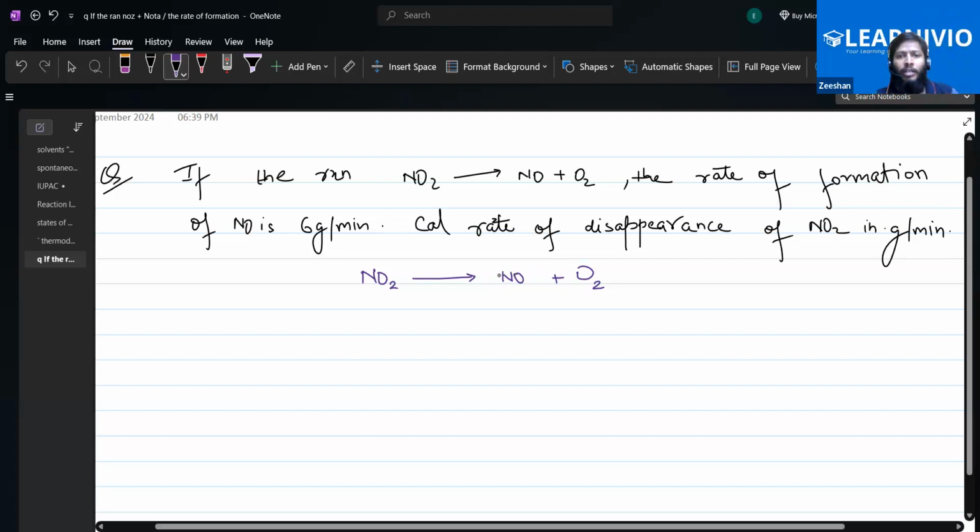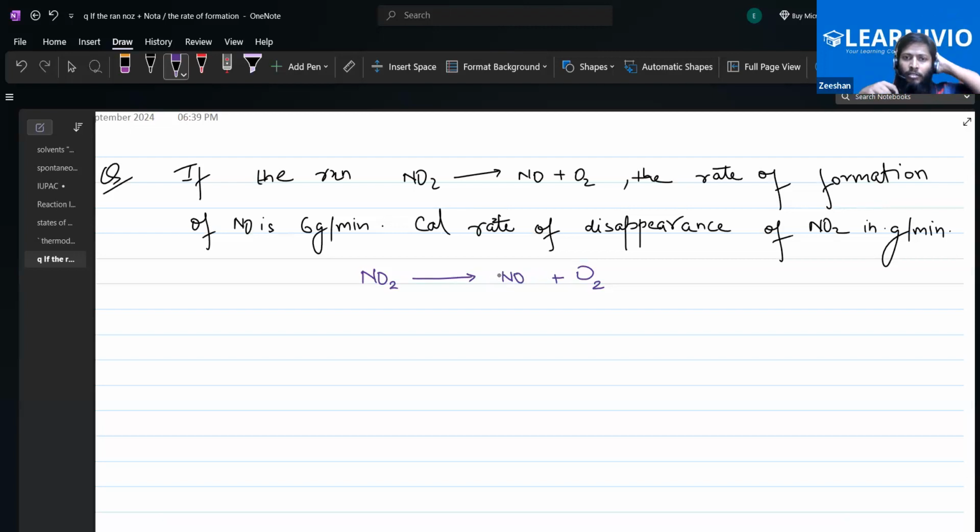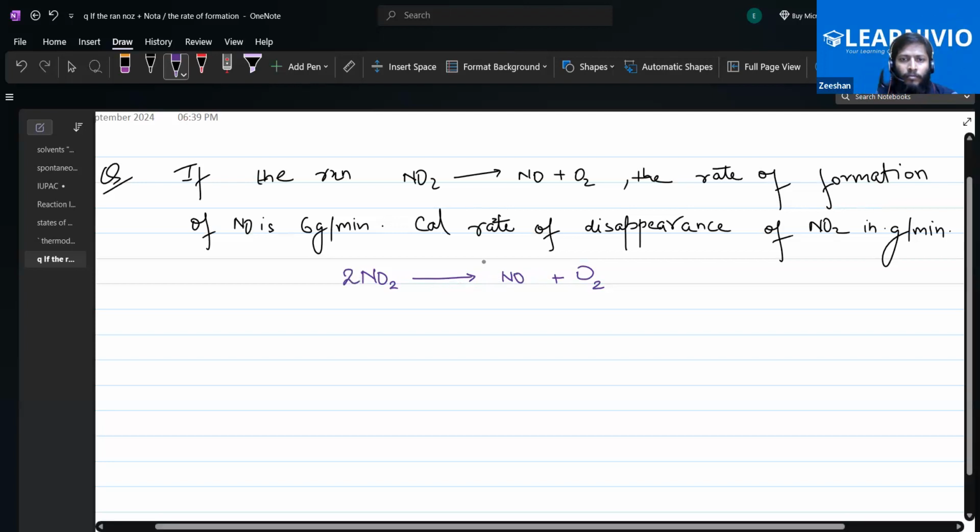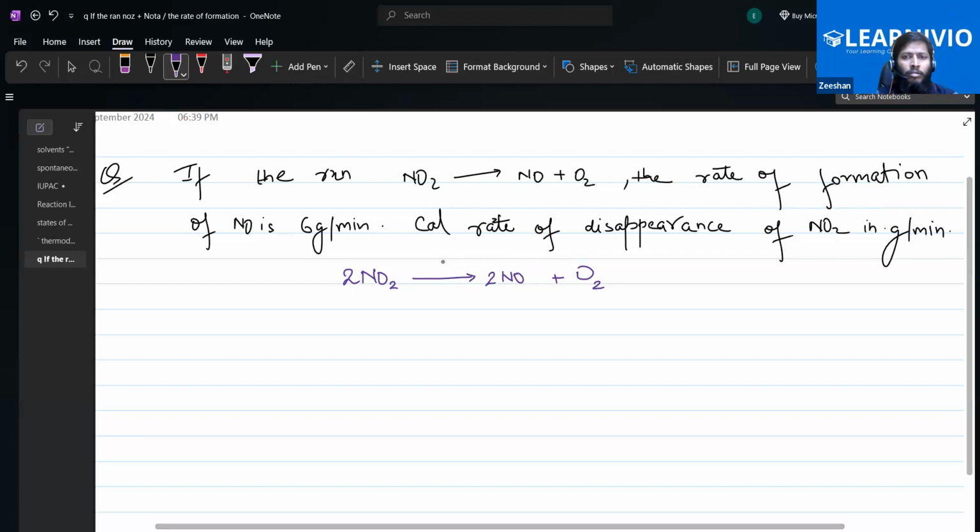Since physical chemistry is quantitative analysis of reactions, the quantities should be balanced. So how will we balance this equation? It will become 2 NO2 in reactants and 2 NO in products. Good. So the equation is balanced now. Now solve the question by yourself.